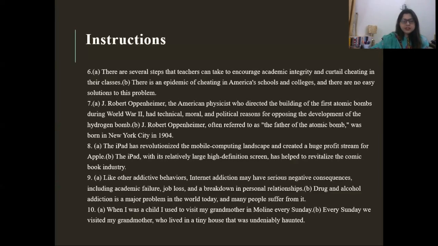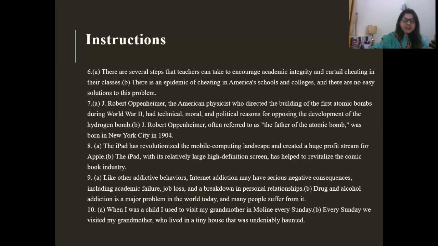If you read the first thesis statement, when I was a child, I used to visit my grandmother in Moline every Sunday. It only refers to an activity that I did over a prolonged period of time. It only tells the reader that I used to visit my grandmother every Sunday. That's it. What I want to talk about is not clear yet. It's incomplete. The readers don't know that.